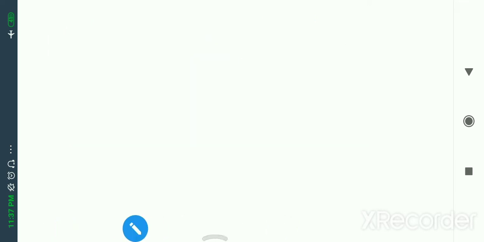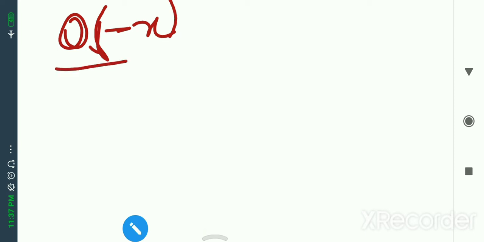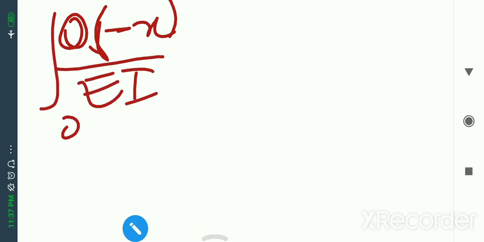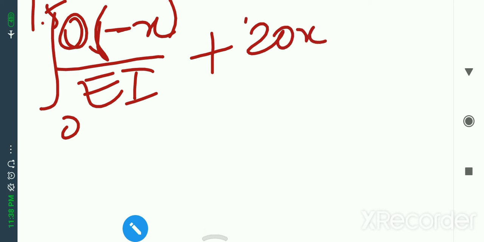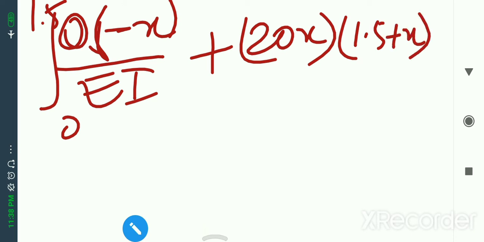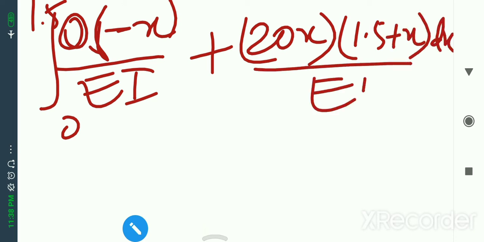So for part ED, the value of capital M is 0, and the value of small m is minus x by EI, limit 0 to 1.5. Plus for part DC, the value of capital M is 20x and the value of small m is 1.5 plus x, dx upon EI, 0 to 1.5. This is for part DC.